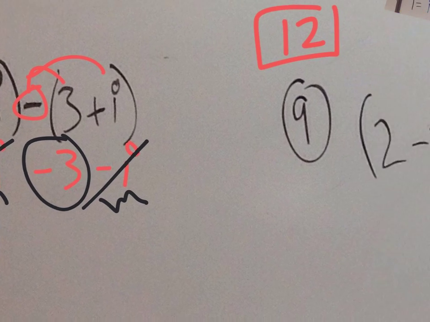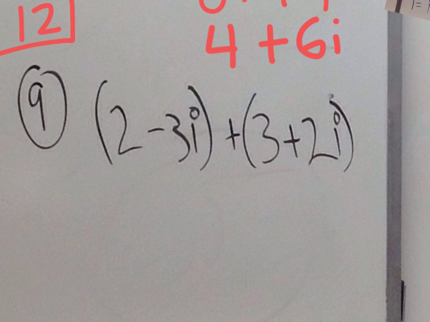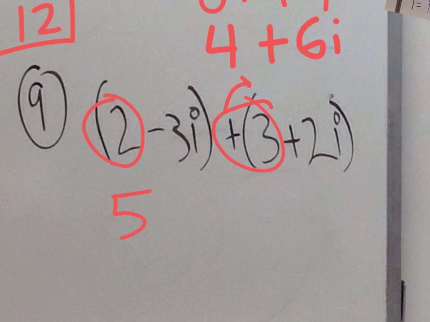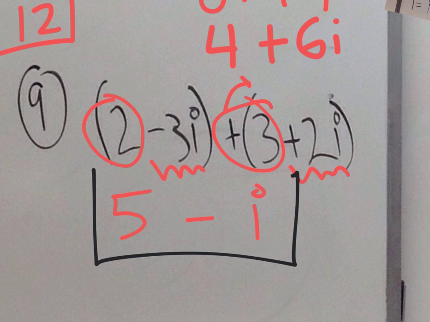Moving on. Number 9, we're adding, combining like terms here. All right, so even if I distribute the plus sign, it's not going to change anything. So I might as well just start combining. What is 2 plus 3? 5. That's right, 5. Okay, and then how about negative 3i plus 2i? Negative 1i. Now you don't even need to put the negative 1. You could just leave it as negative i. So your final answer is 5 minus i.